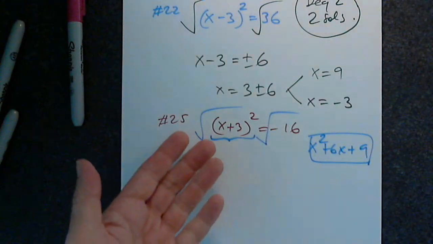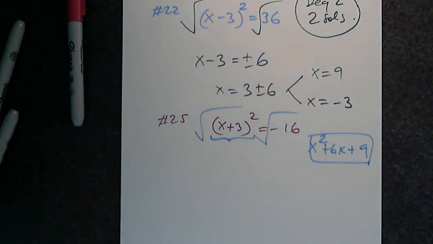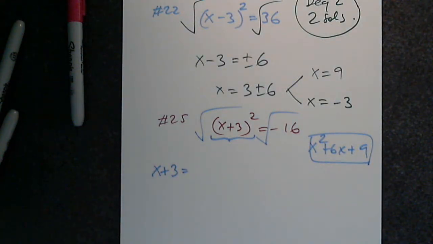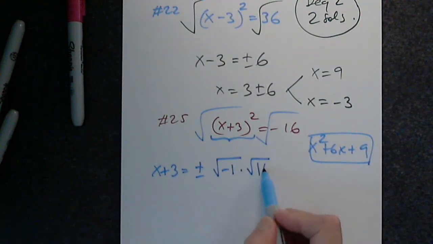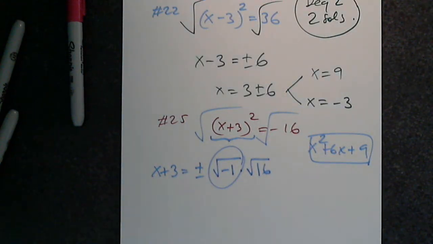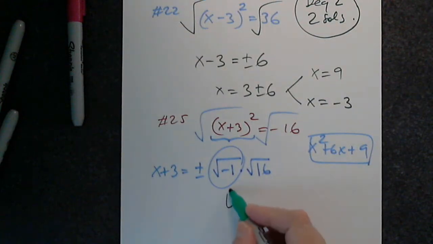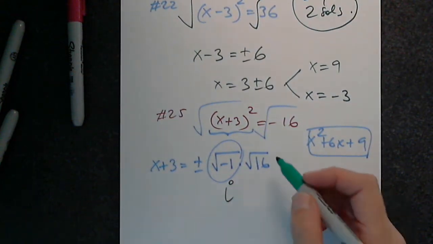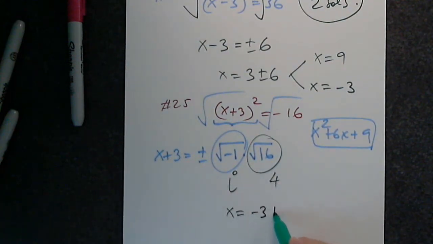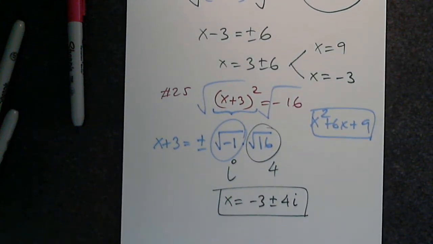The left-hand side has something with x and it's squared, and the right-hand side is just a plain number. So the left-hand side will be x plus 3. The right-hand side will be plus or minus the square root of negative 1 times the square root of 16. And we know what this is. How do we call it? Very good. The imaginary unit. Awesome. And the square root of 16 is 4. So x equals negative 3 plus or minus 4i. There is no need to separate them because we can simplify.